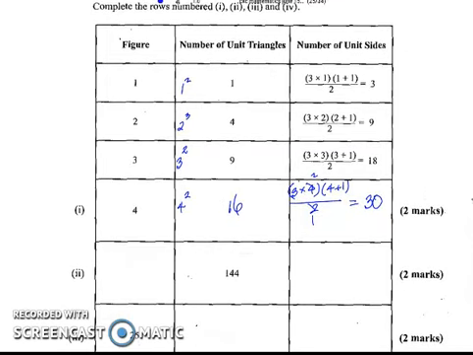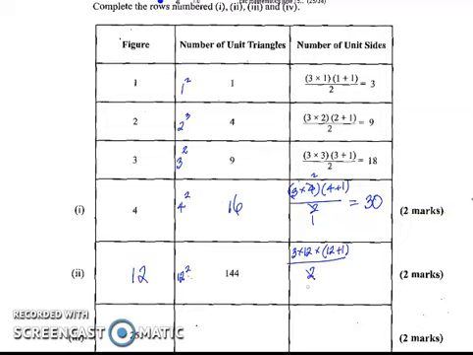All right. Well, first of all, 144 is actually 12 squared. Since it's the square of the figure number that gives you the number of unit triangles, it means that the figure number has to be 12. And since the figure number is 12, here it is going to be 3 times the figure number 12, multiplied by 12 plus 1, which is 13, divided by 2.